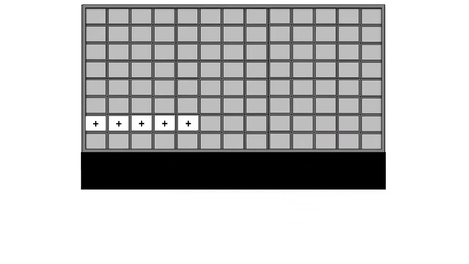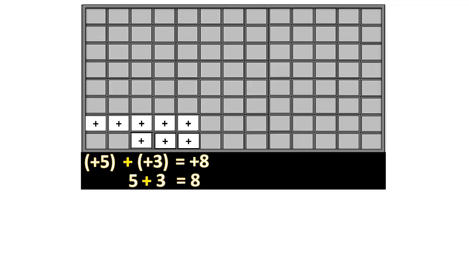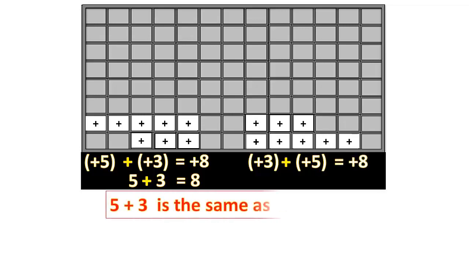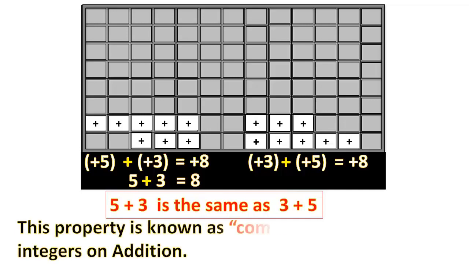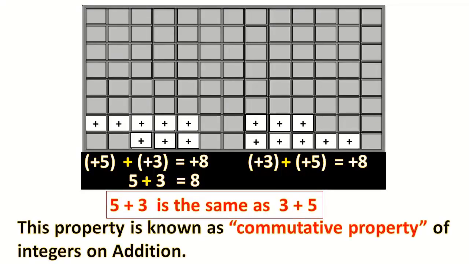Now we see plus 5 and plus 3. Plus 5 and plus 3 gives the result plus 8. Similarly, on the other side, plus 3 and plus 5 gives the same result plus 8. Thus, 5 plus 3 is same as 3 plus 5. This property is known as commutative property on addition.